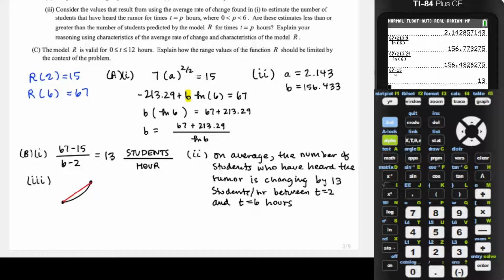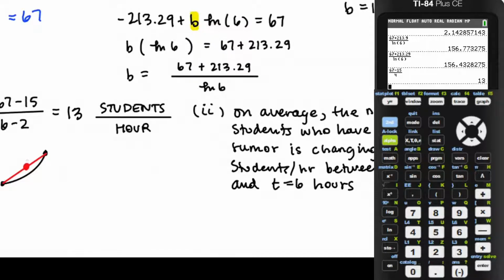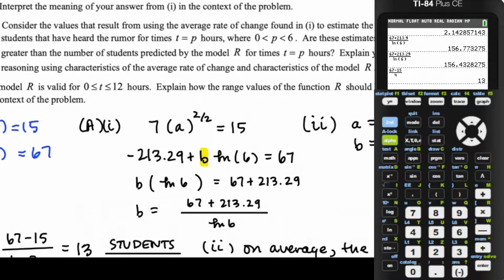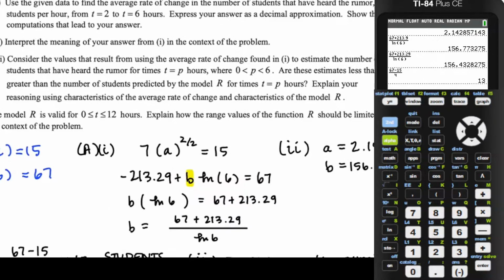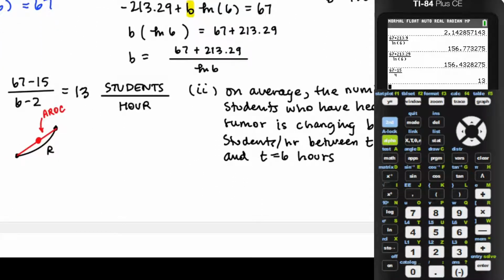Are these estimates that we would get from the secant line greater than or less than, okay, so that's model R. And then this is what we would get from the average rate of change model, basically a linear model, and that's going to be greater. Okay, so I'm going to make sure, are these estimates less than or greater than the number of students predicted by model R at time t equals p? Well, I'm going to say greater, and my reasoning is once again going to have to do with the concavity of the graph.